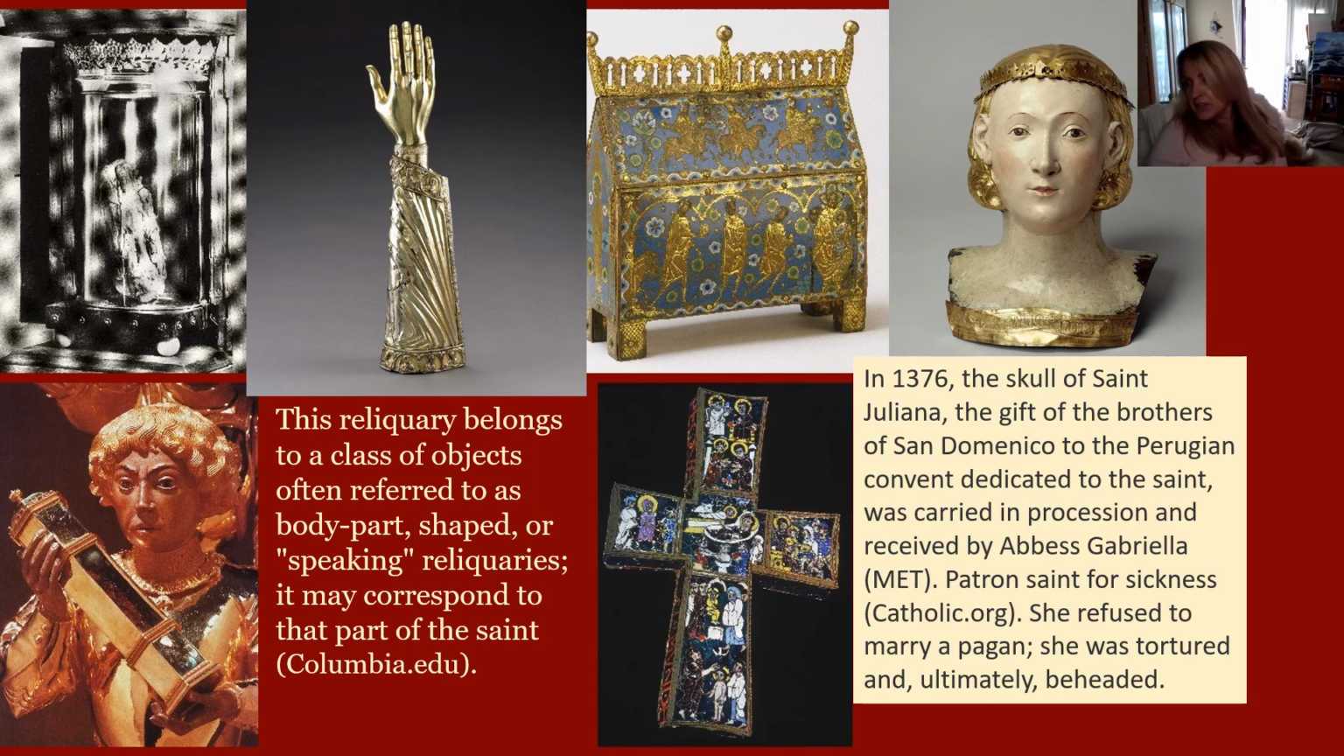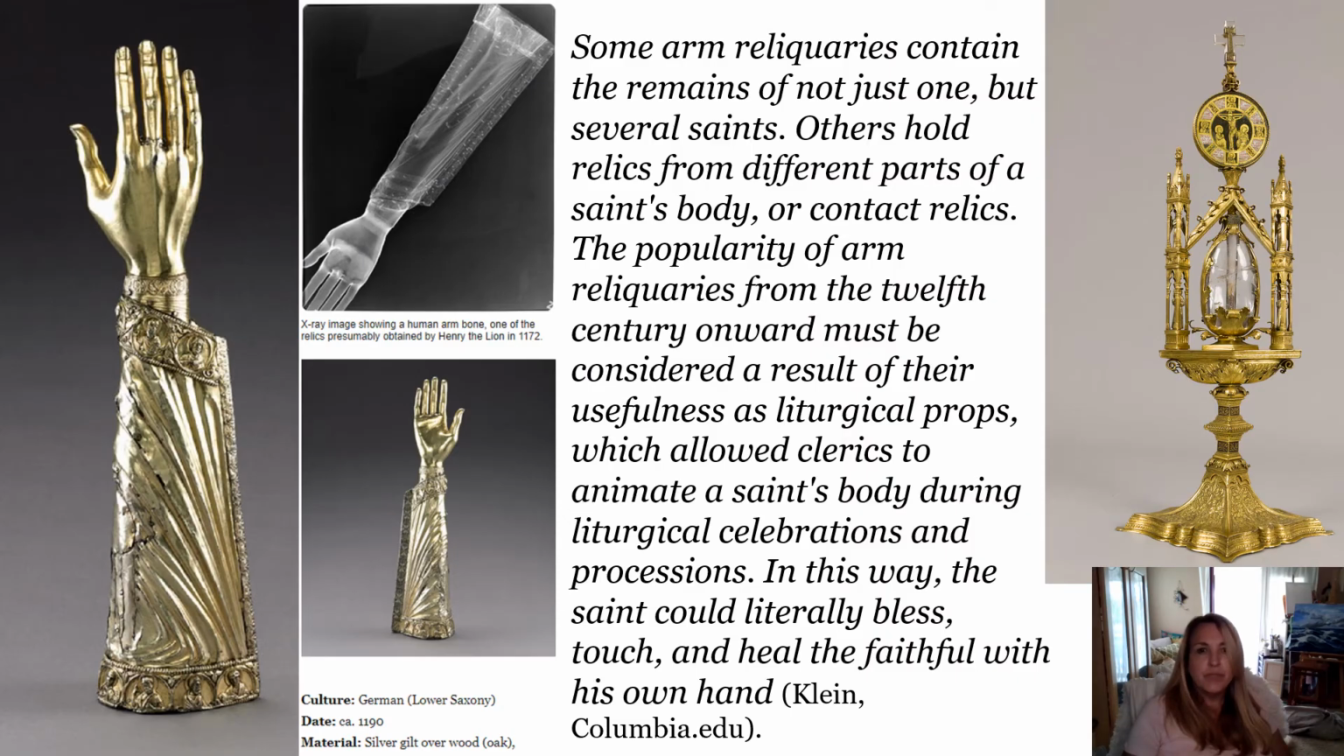In 1376, the School of St. Juliana, the gift of the Brothers of San Domenico of the Perugian convent, dedicated to the saint, was carried in procession and received by the Abbess Gabriella. This is from the Metropolitan Museum of Art. Patron saint for sickness. She refused to marry a pagan. She was tortured and ultimately beheaded. So according to this reliquary, we would have part of the head, certainly, of the saint.